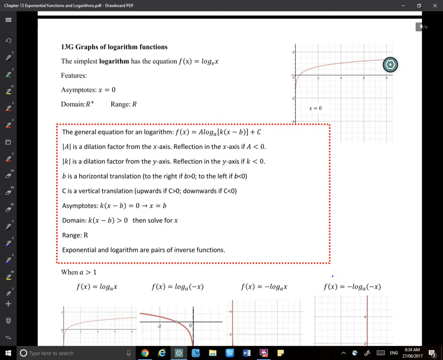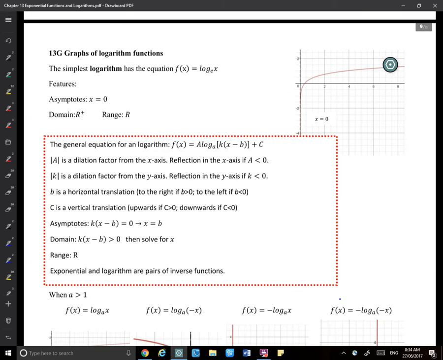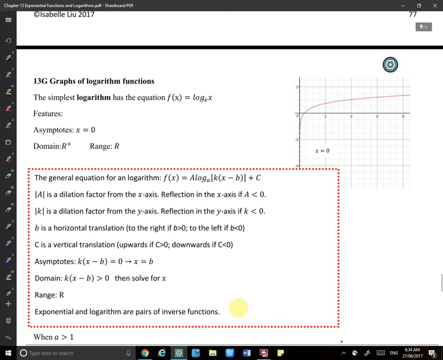The log graph is like an inverse function compared to the exponential graph. The simplest logarithm graph has this equation, log base e of x. So the graph looks like this.